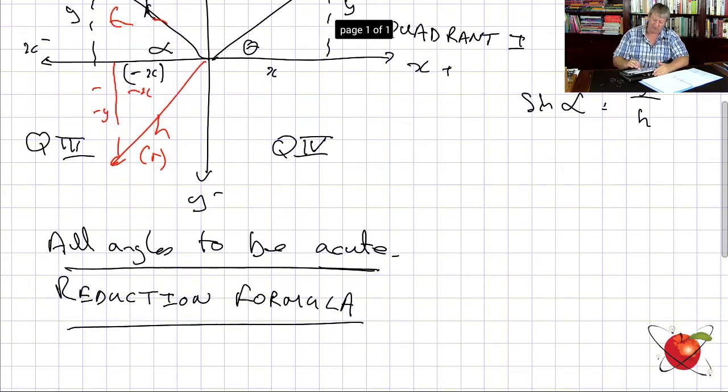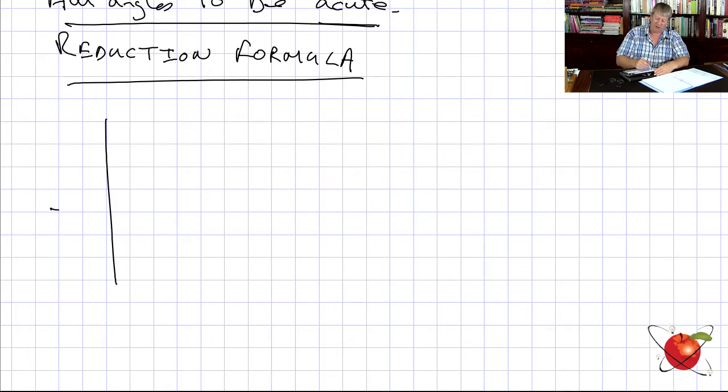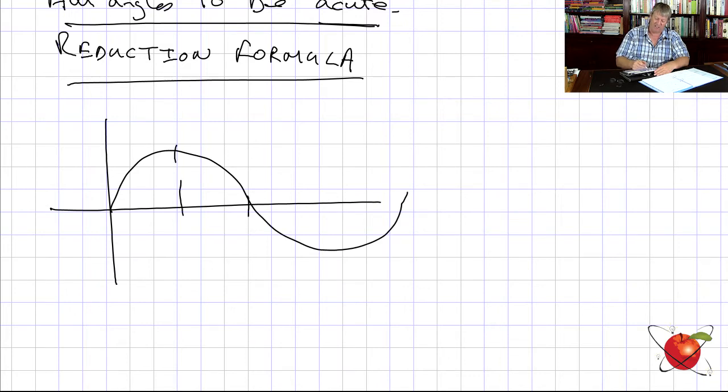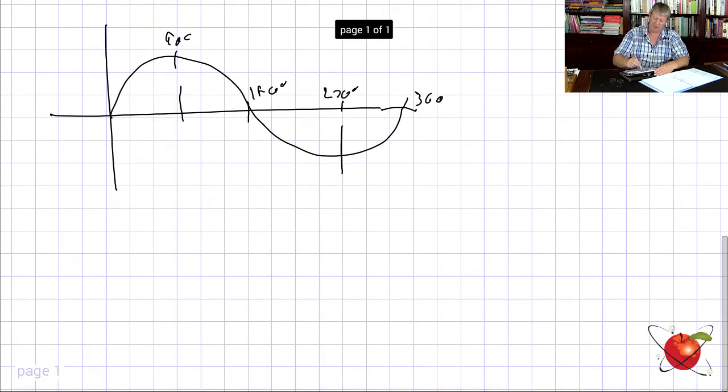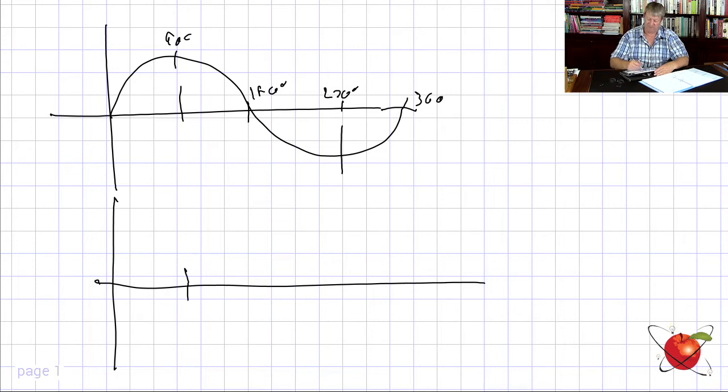If you look at the graphs, just very quickly, remember I said please learn the graphs? Here's the standard sine graph, right? There's 90, there's 180, there's 270, there is 360 degrees. Let's move up and put in a cos graph just underneath it to the same scale. Okay? Remember the cos graph did this, didn't it?